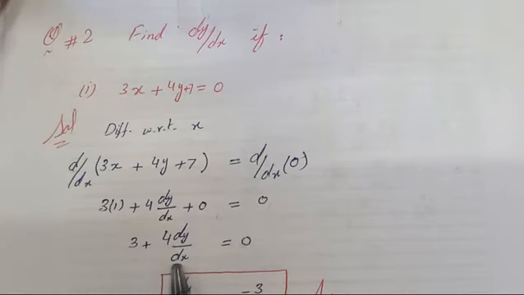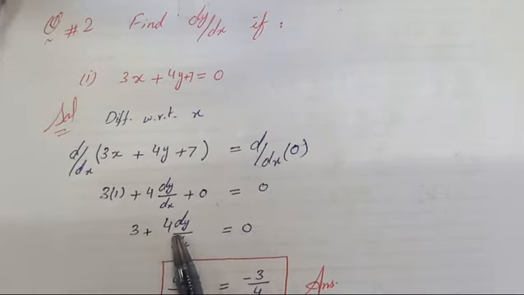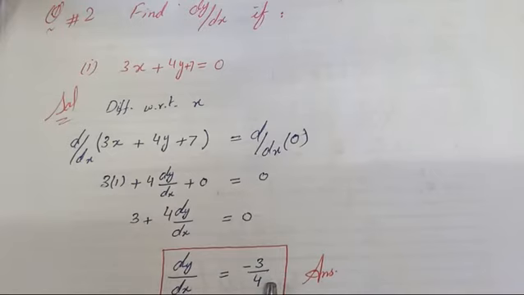3 plus 4 dy over dx equals 0. We have to calculate this dy over dx, so change the side of 3. When 3 moves from the left hand side to the right hand side, it becomes minus 3, and when 4, which multiplies dy over dx, goes to the other side, it comes into the denominator. So our required dy over dx value is minus 3/4. This is the first part of question number 2, and the remaining parts have the same method. So I will solve 3 parts of question number 2 in front of you, and the rest of the parts you will solve as homework yourself.